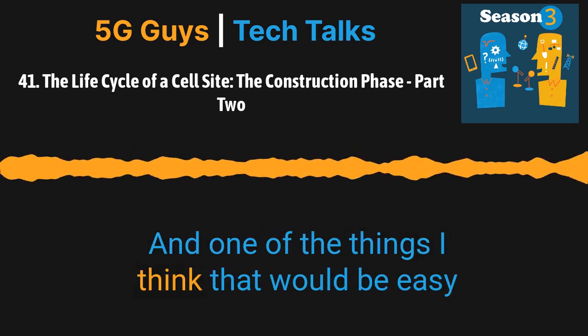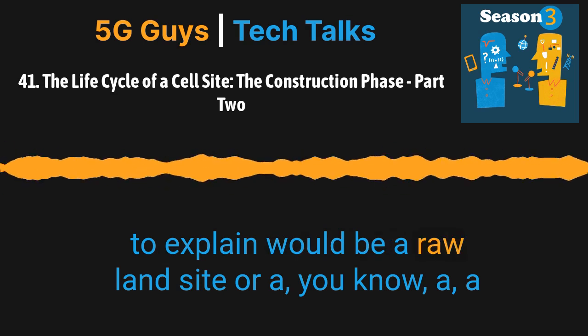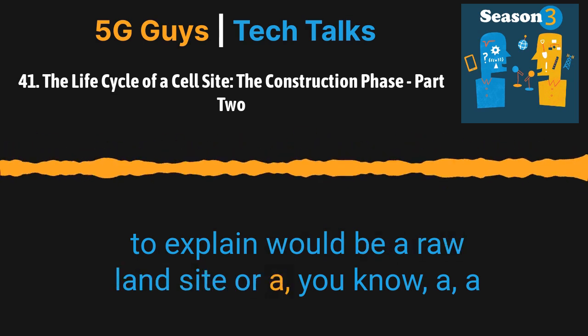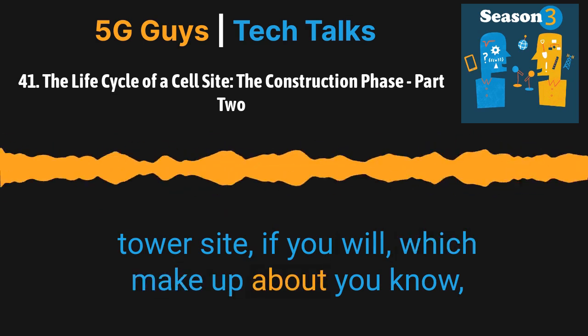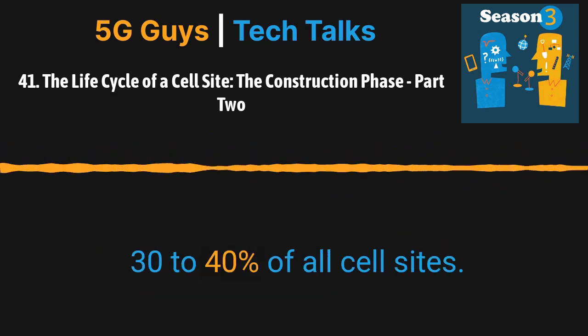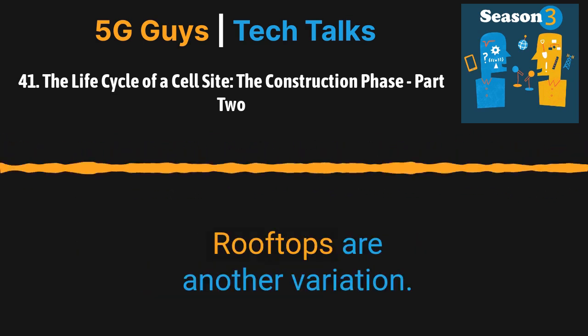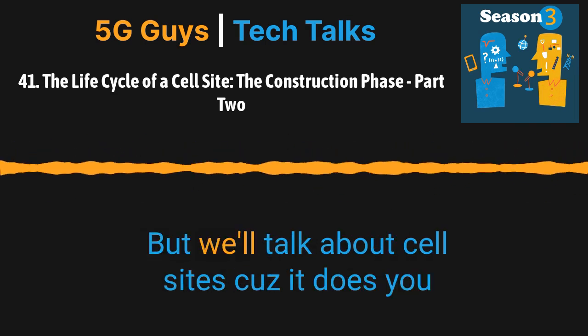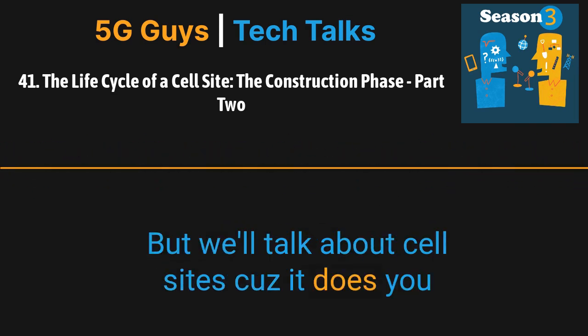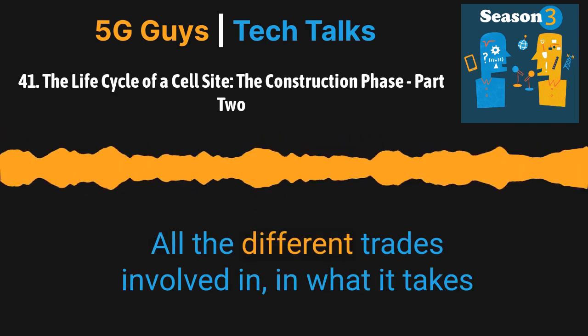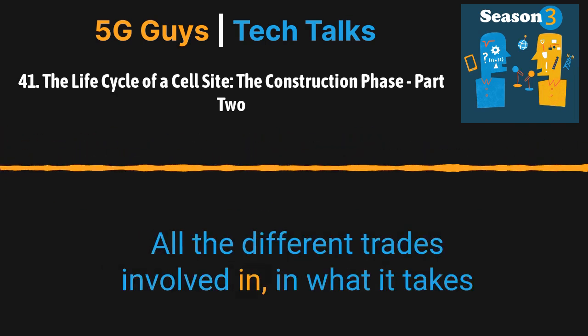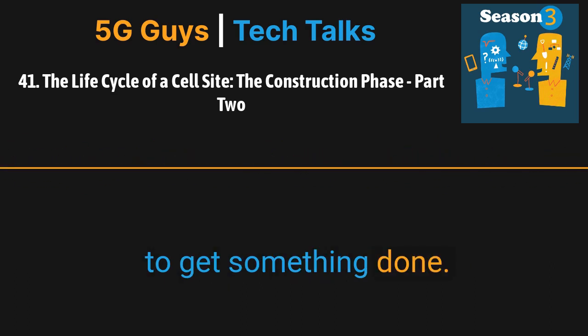Yeah. As we spoke about in the last episode, there are various types of sites. One of the things I think would be easy to explain would be a raw land site or a tower site, if you will, which make up about 30 to 40% of all cell sites. Rooftops are another variation, but we'll talk about the tower sites because it highlights all the different trades involved and what it takes to get something done.